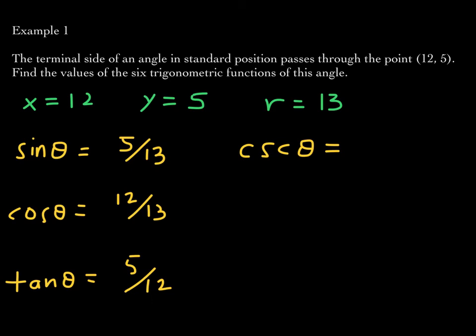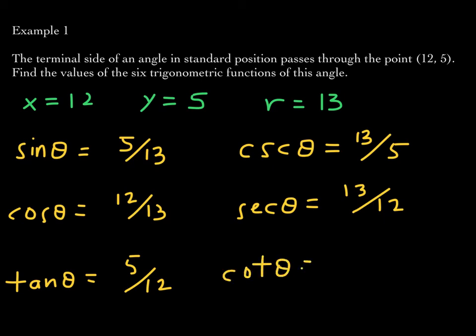Cosecant of theta is r over y, so it'll be 13 over 5, or just the reciprocal of what we wrote down for sine of theta. Secant of theta will be r over x, 13 over 12. That is to say the reciprocal of cosine of theta. Cotangent of theta, the last one, will be x over y, so it'll be 12/5, basically the reciprocal of tangent of theta. These are the 6 trig functions of this angle theta.